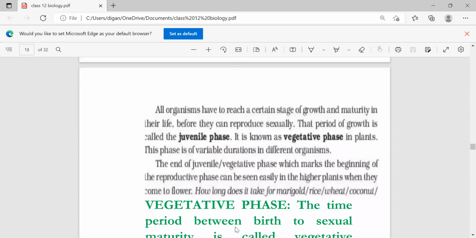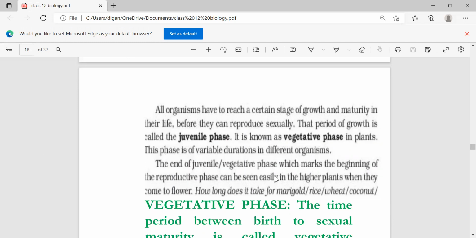Next point, this is a para from your NCERT book. All organisms have to reach a certain stage of growth and maturity in their life before they can reproduce sexually. The period of growth is called juvenile phase. It is known as vegetative phase in plants, and this phase is of variable duration in different organisms.